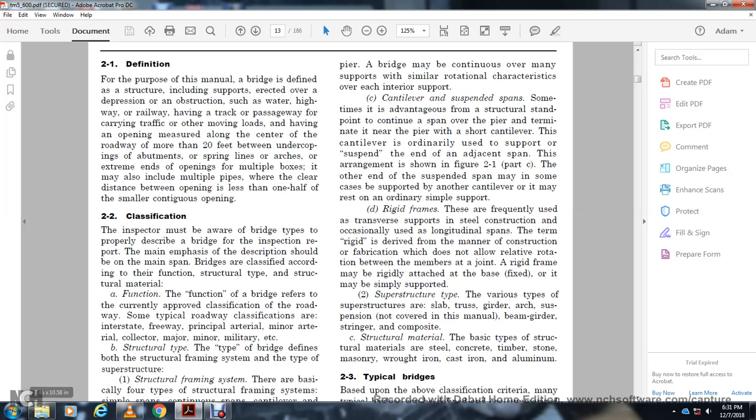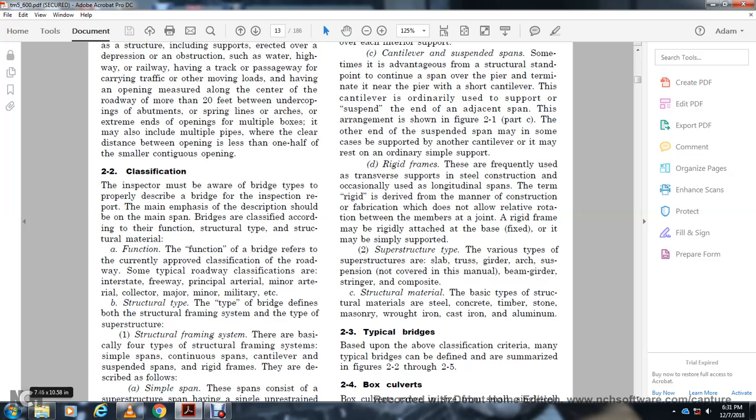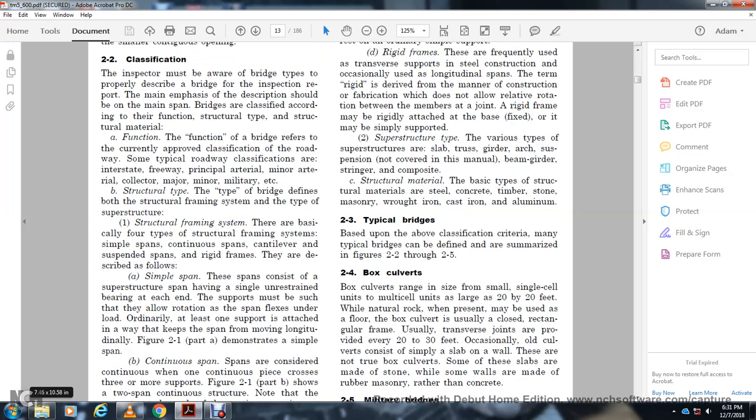The type of the bridge is defined by the structural framing system and the type of the substructure. Structural framing subsystem. The basic types of the structural framing system are the simple span, the continuous span, the cantilever and suspended span, and the rigid frame. They are described as follows: a simple span consists of a span with a single unrestrained bearing at each end. The supports must allow rotation of the span as it flexes under load, requiring at least one support to be attached in a way that keeps the span from moving longitudinally.